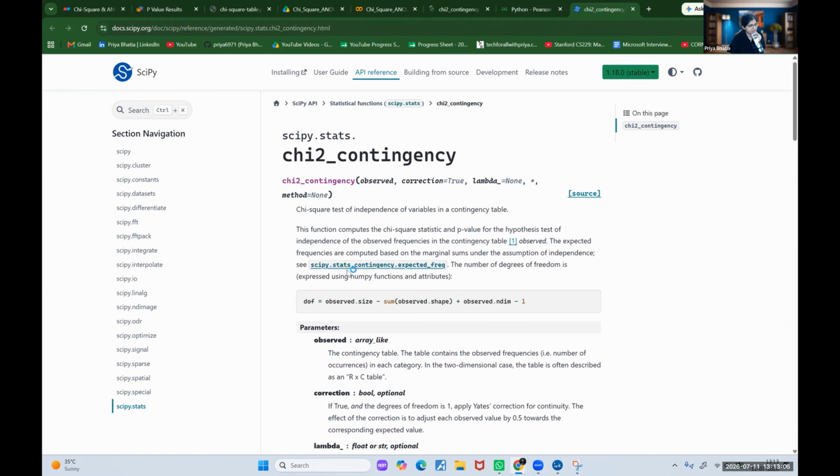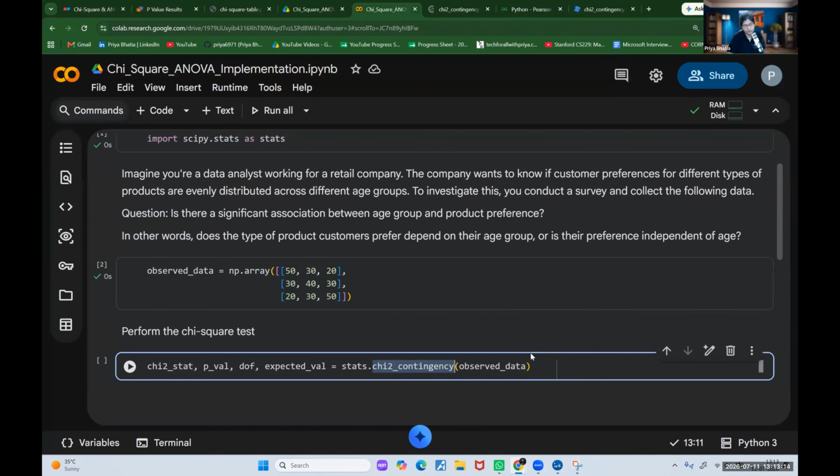You can see the expected frequencies are computed based on the marginal sum under the assumption of independence. So whenever there is a question around the two factors that we have, for example, here the question was whether products and age are independent of each other or not, right? When will they be independent? When the data is evenly spread. So then you always have to use this chi2_contingency function.